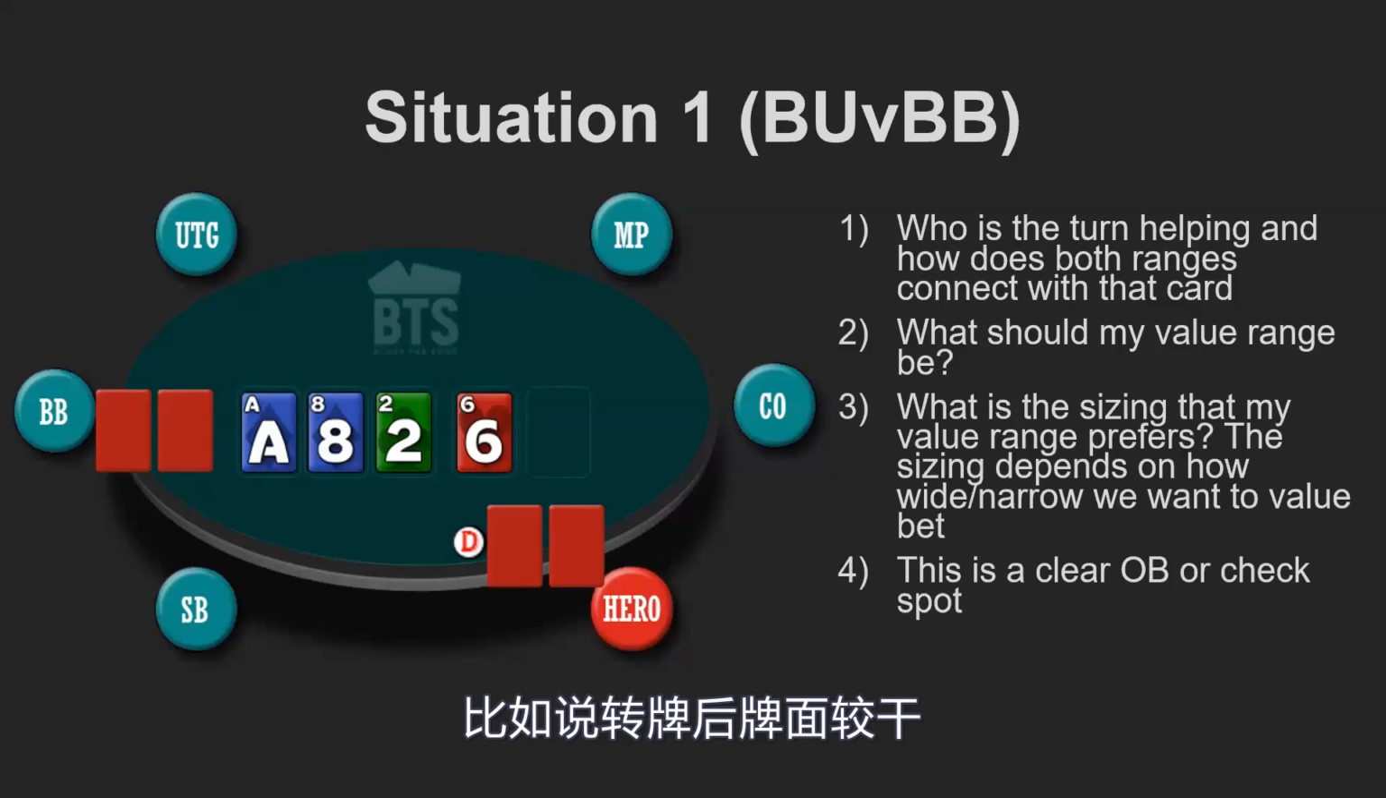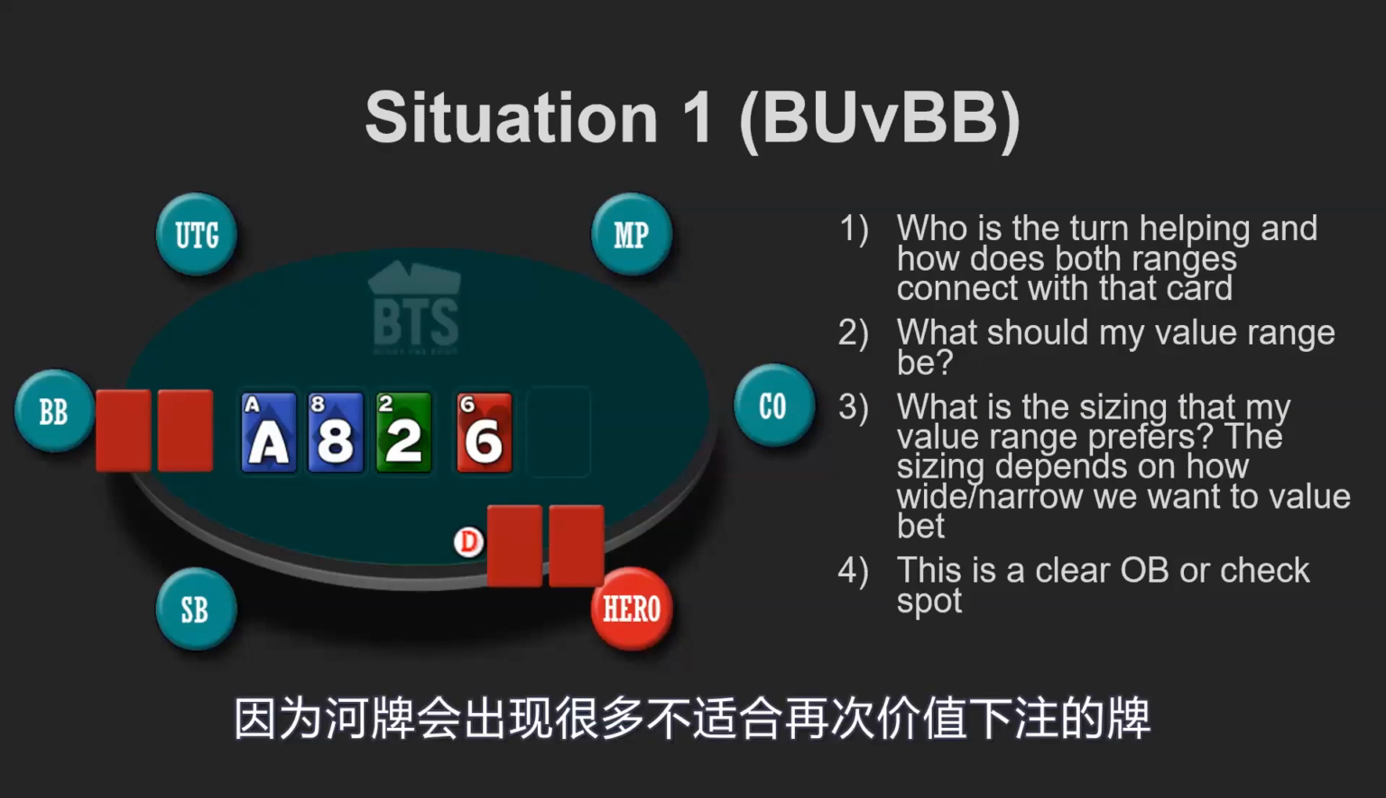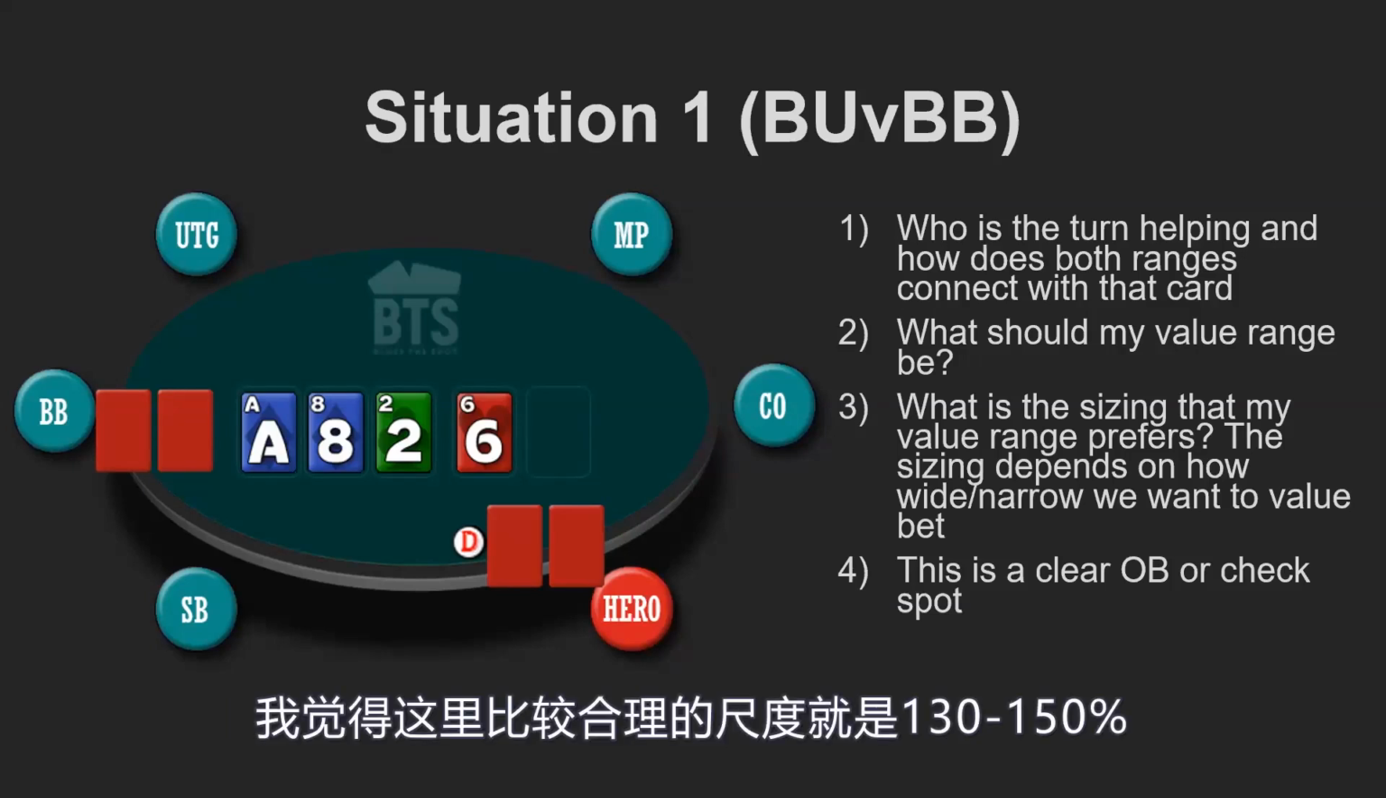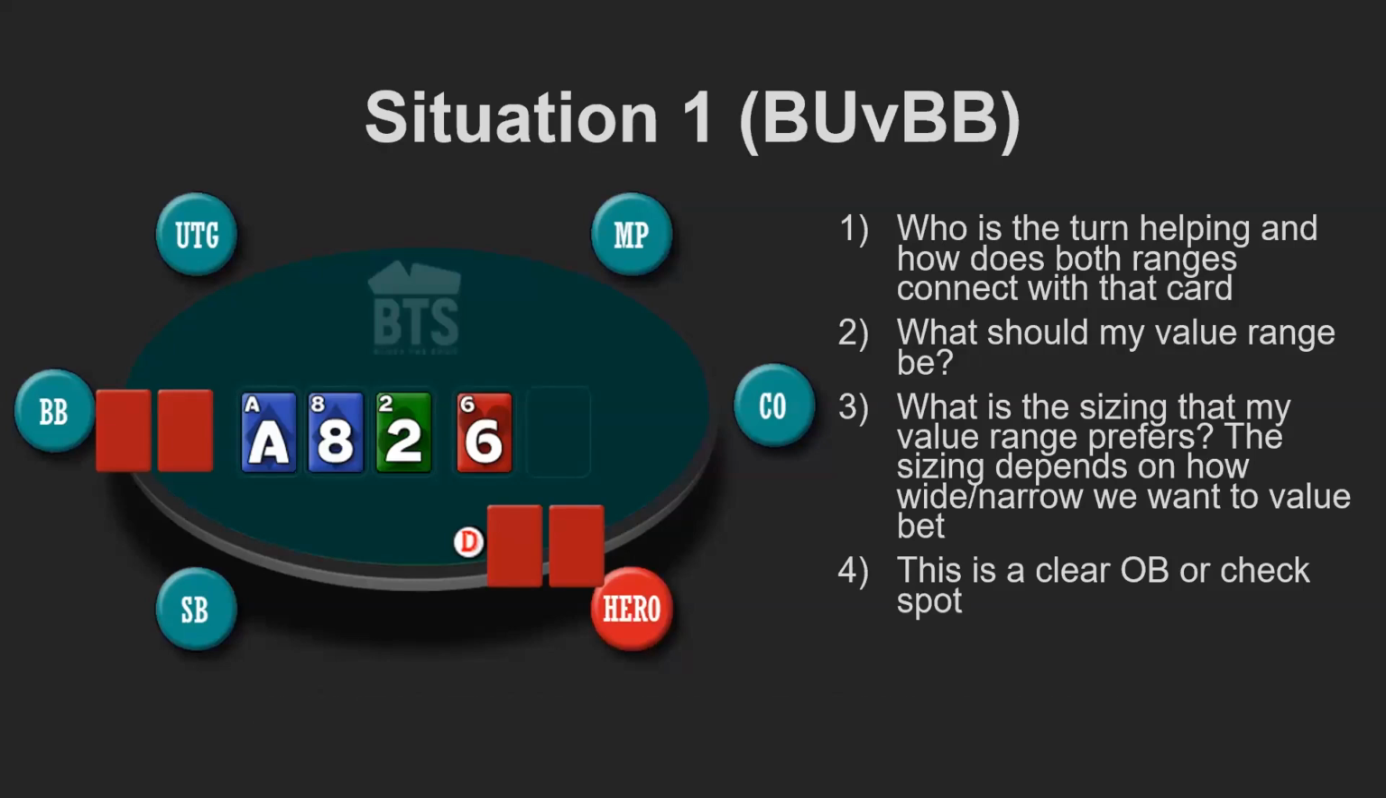And then let's say the turn is a bit drier like this, right? So it doesn't bring a second flush draw. We could go something like 130, and then let's say the turn is the 7 of clubs. Then we can just size up a bit on the turn, because there are going to be so many rivers where we cannot value bet anymore, that we want to charge big blind's range on the turn. So something between 130 and 150 makes a lot of sense here.